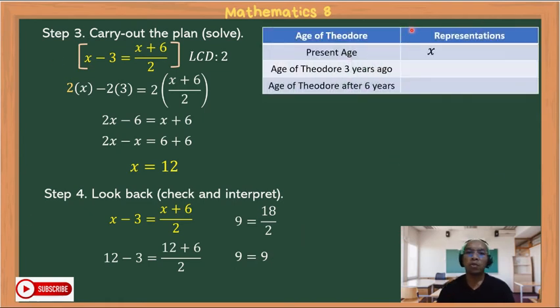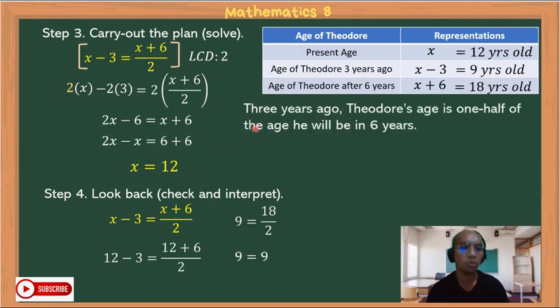If we try to double check and put it in the table, since x represents the present age of Theodore, he is now 12 years old. So 3 years ago, his age was 9 years old. 6 years after, his age would be 18 years old. As you can see, his age 3 years ago is one half of his age 6 years after. Therefore, the present age of Theodore is 12 years old.